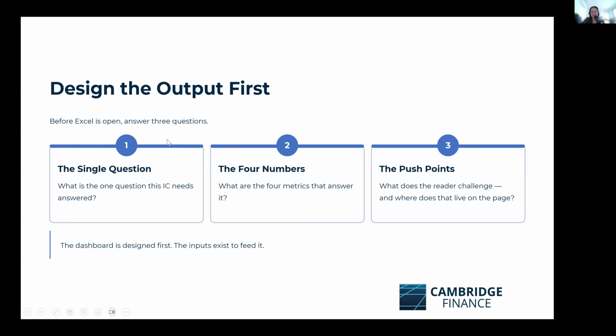Design the output first. So before Excel is open, you need to think of 3 questions. What is the one question this needs to answer? Is it profitable or not? How long is it going to take? The 4 numbers: what are the 4 metrics that answer this profitability question? Is it a good deal or not? And the push points, which is what does the reader challenge, and where does this live on the page?